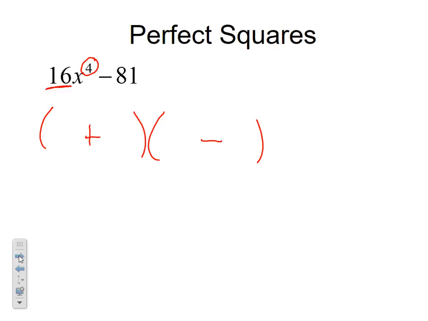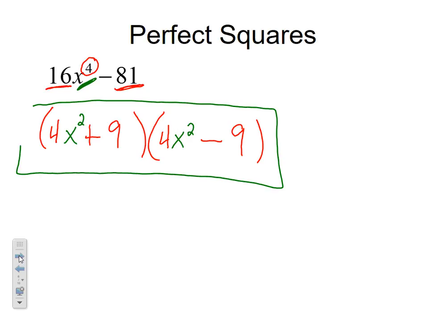Perfect square of 16 is 4. Perfect square of 81 is 9. So those are our numbers. But now that I have x to the 4th, we're just cutting that in half. So half of 4 is 2. So now instead of just putting x, I have to put x squared in both of these. Okay? So just a little refresher there. You're going to be seeing some of these where you have to think about what you're going to put for your x values.